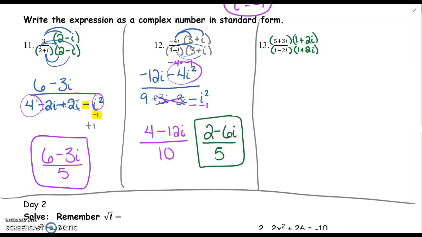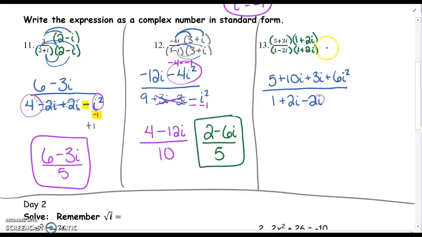Okay, the numerator, if we double distribute, we have 5 times 1 is 5. 5 times 2i is 10i. 3i times 1 is 3i. And 3i times 2i is 6i squared. Now on the denominator, 1 times 1 is 1. 1 times 2i is positive 2i. Negative 2i times 1 is negative 2i. And negative 2i times 2i is negative 4i squared.